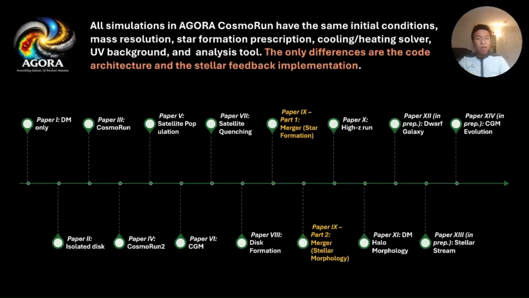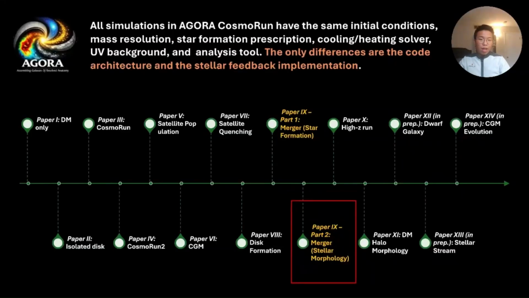One of the big products of the AGORA collaboration is the CosmoRun zoom-in cosmological simulation suite, which includes 9 state-of-the-art simulation codes. These codes are calibrated to have the same initial conditions, mass resolution, star formation prescription, gas cooling, heating, UV background, and analysis tool. The two main differences among the 9 codes are the code architecture and the stellar feedback implementation.